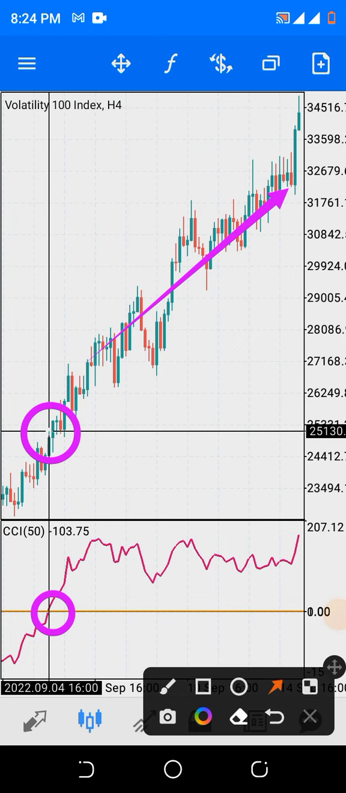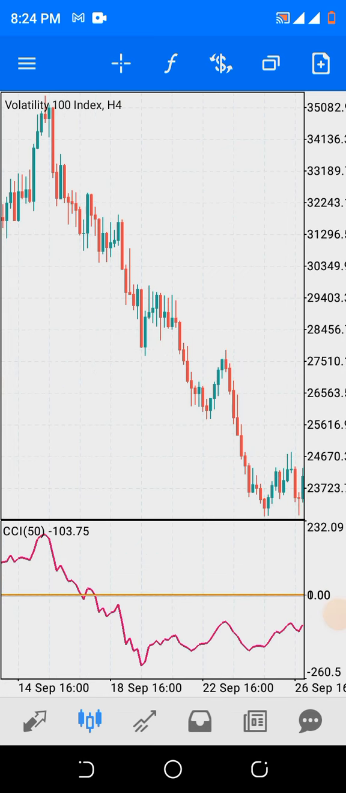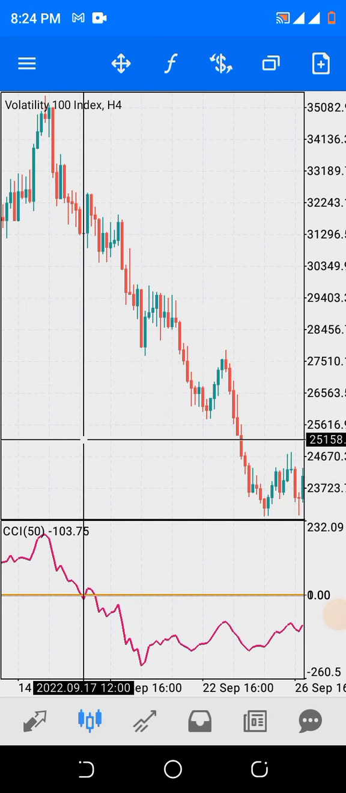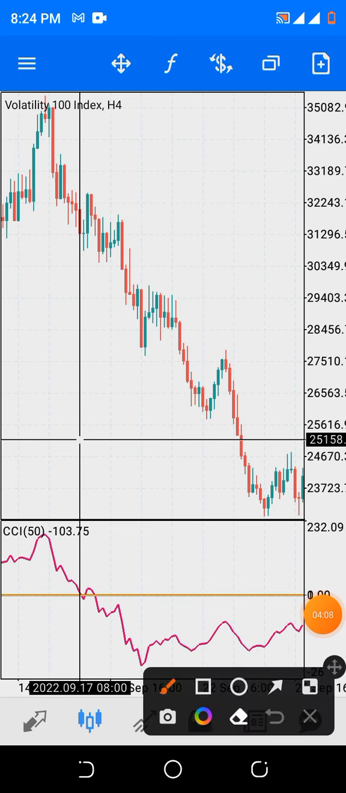Look at another crossing here. So I want you to make your sell entry here. And this is excess profit. Guys, this particular strategy pays very well.